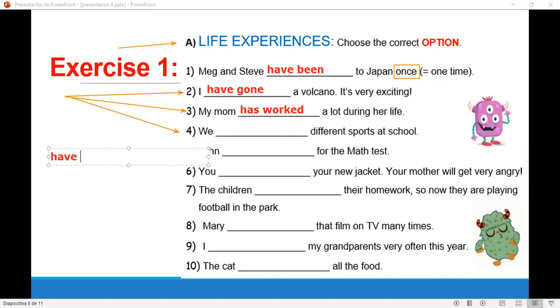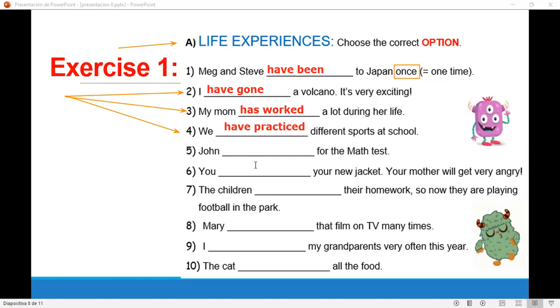How do you say jugar in English? Play. Very good. We can say played too, okay? So we're going to use your verb, practiced, okay? We have practiced different sports at school. Very good.